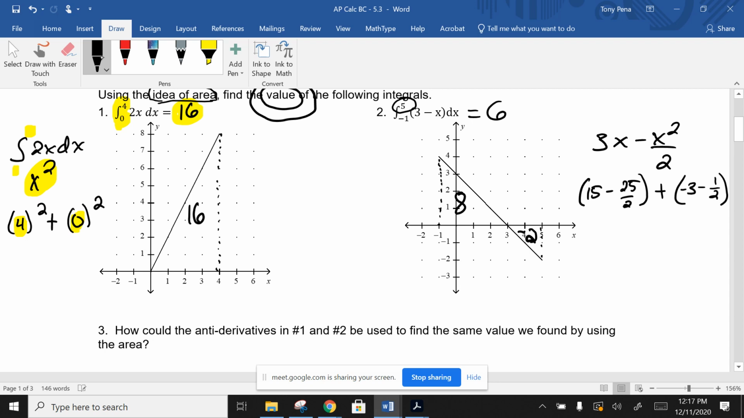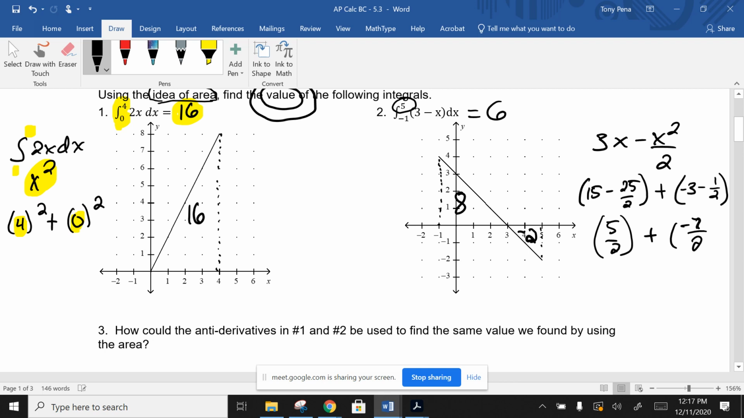Ooh, some fraction work here. So this is what? 15 is 30 halves. So this should be 5 halves. That's what this one would evaluate to be. This one would be what? Negative 7 halves divided by 2.